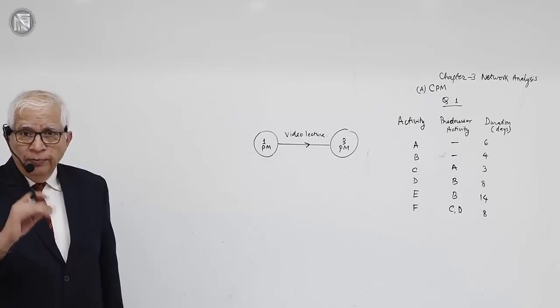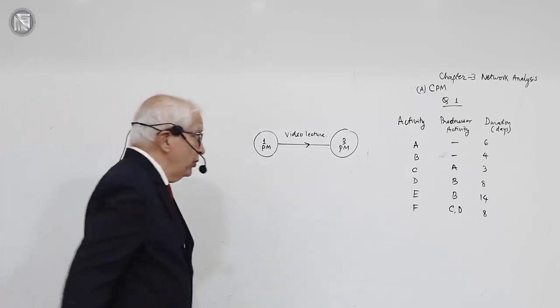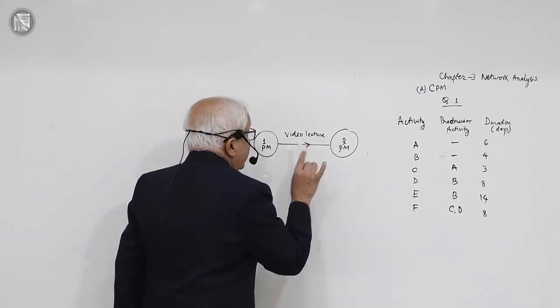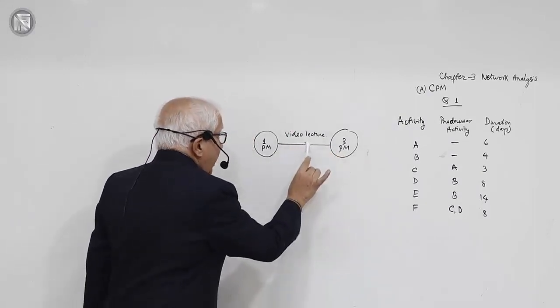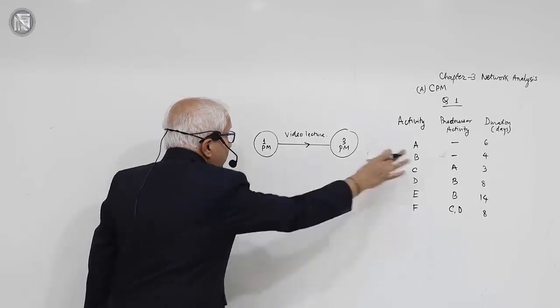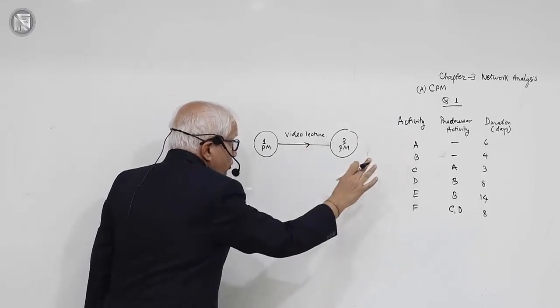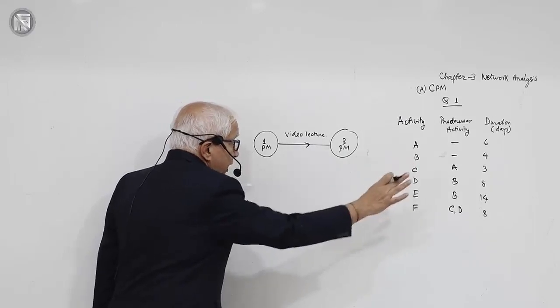Only forward passage of time is possible, and therefore there is always a direction on this straight line, and therefore it is called an arrow diagram. They are all arrows. Arrow shows what? This is the forward direction. Arrow goes in this direction. It starts from here, ends here.